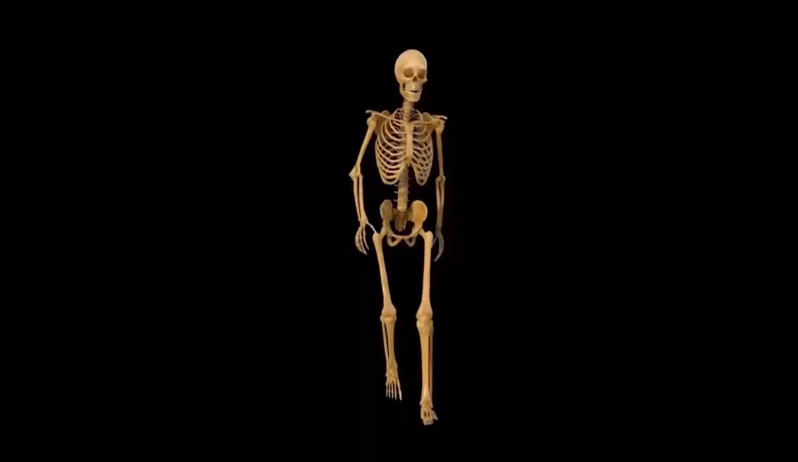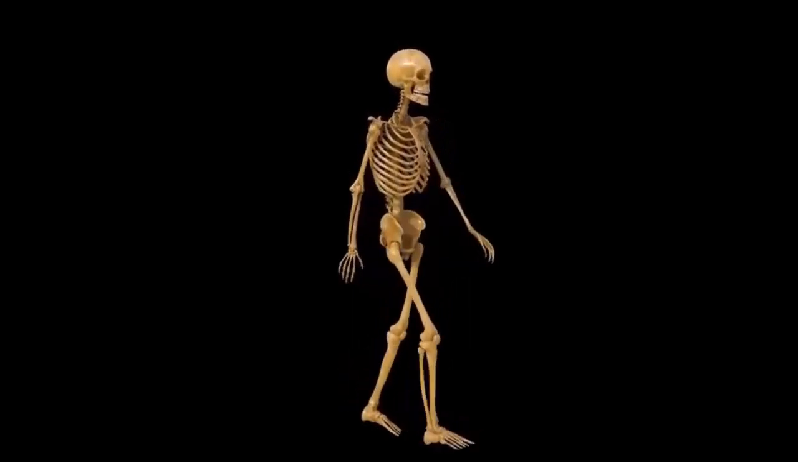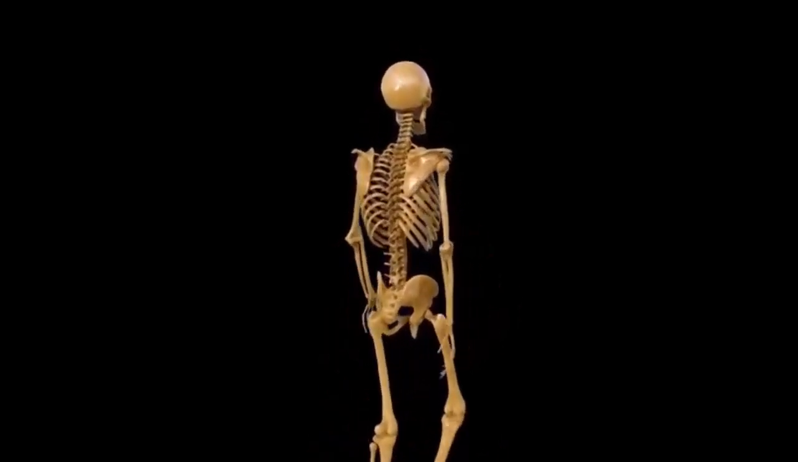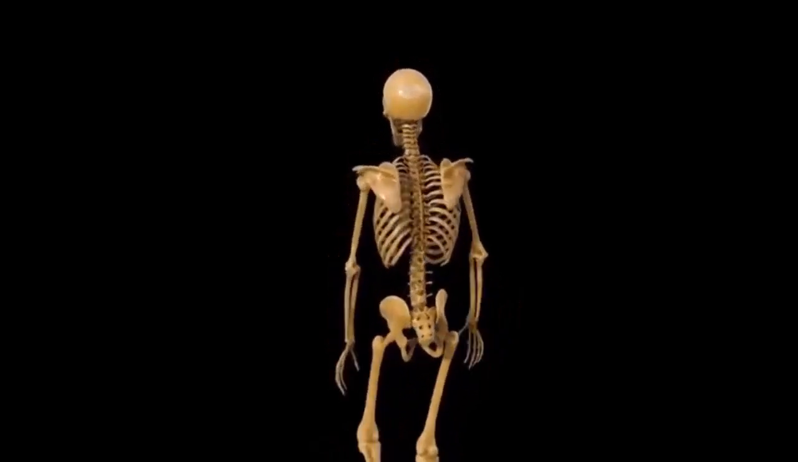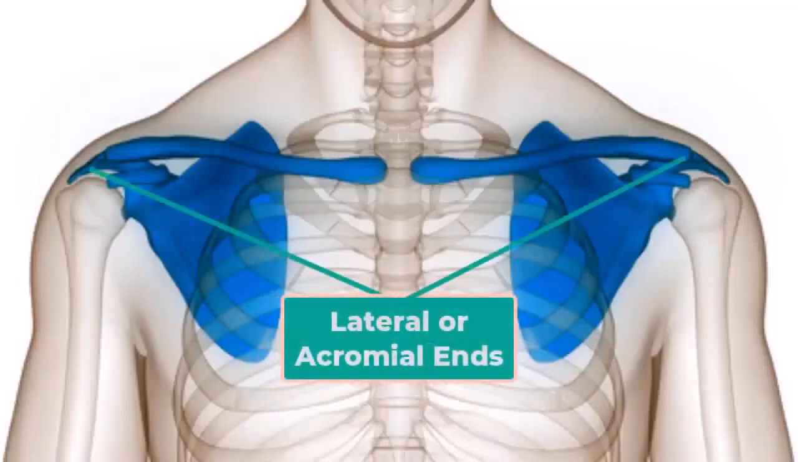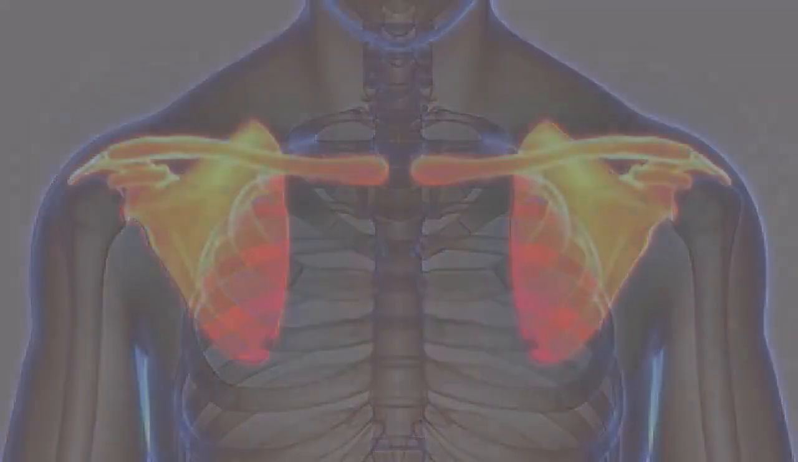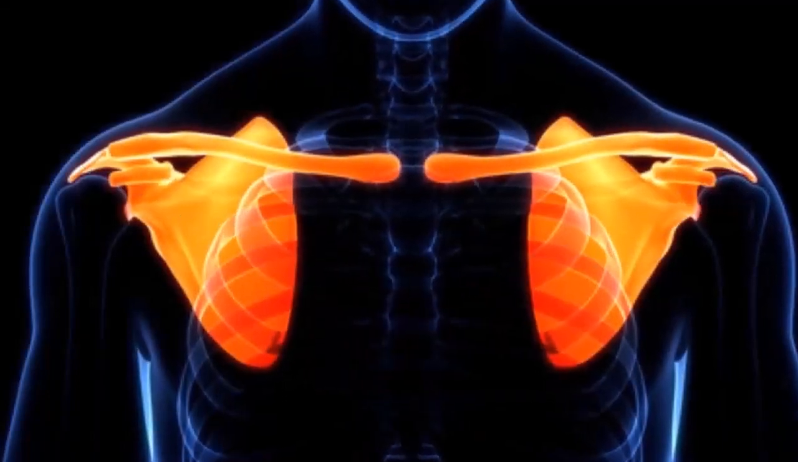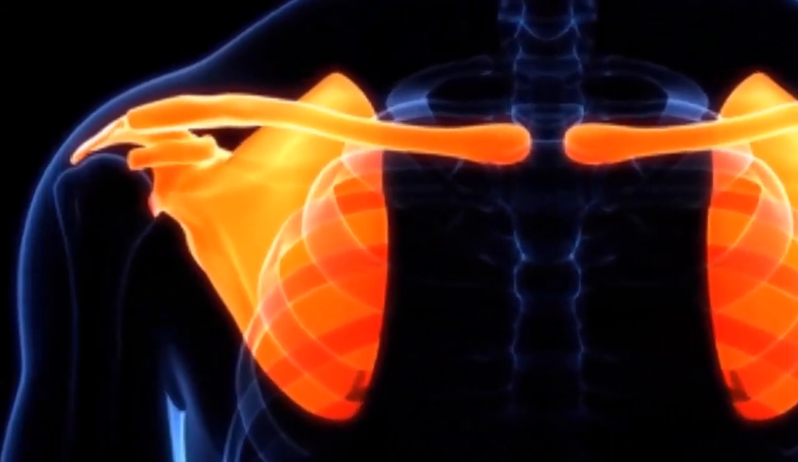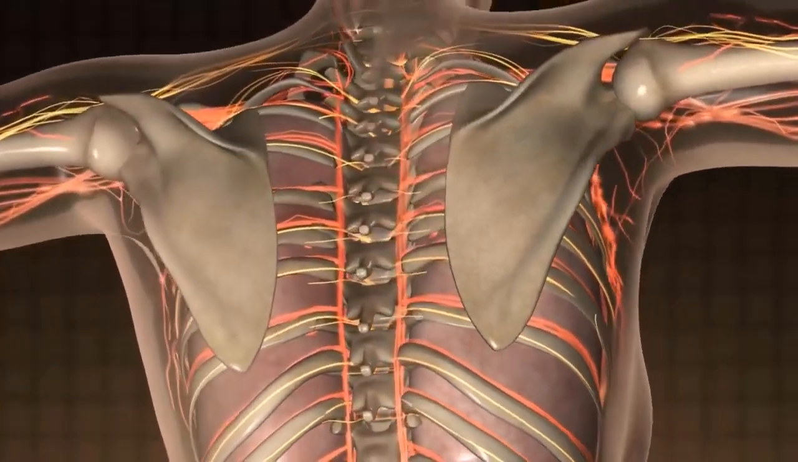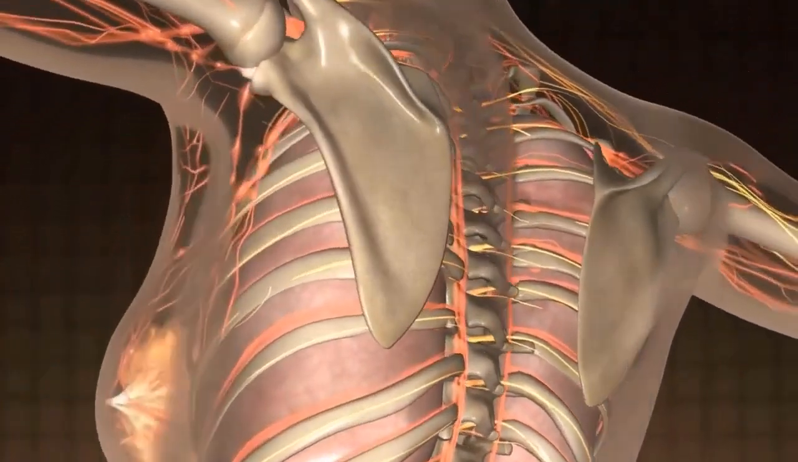This joint allows considerable mobility, enabling the clavicle and scapula to move upward and downward and anteriorly and posteriorly during shoulder movements. The lateral or acromial end of the clavicle articulates with the Acromion Process of the scapula. This is the portion of the scapula that forms the bony tip of the shoulder. The scapula plays an important role in anchoring the upper limb to the body.